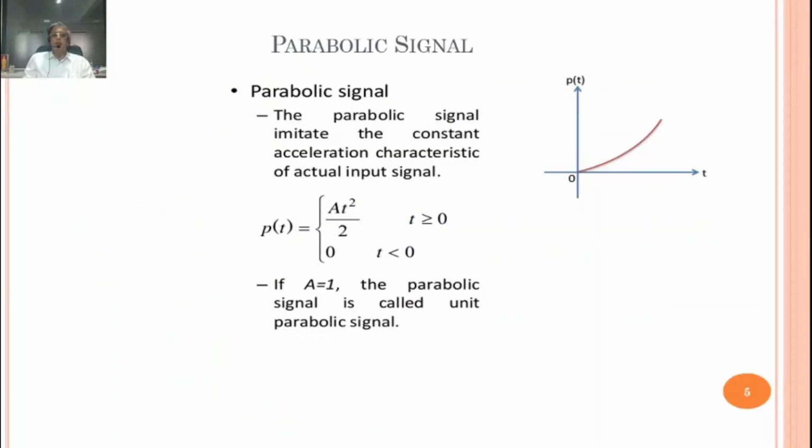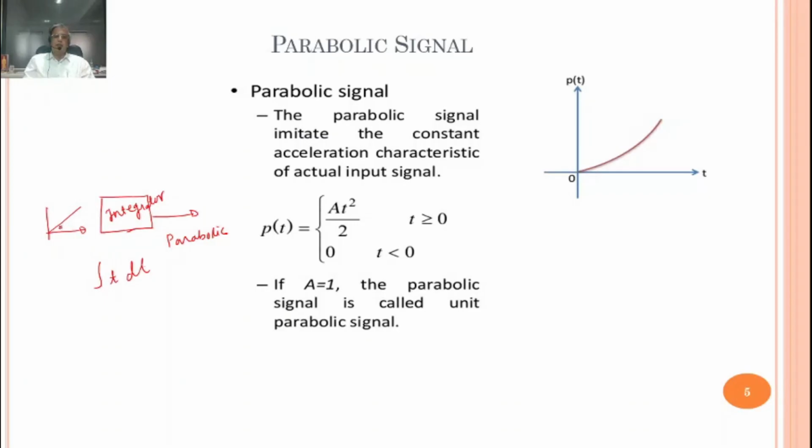The next one is the parabolic signal. Now if we integrate the ramp signal, we are getting another signal, and that signal is called the parabolic signal. Integrate, this is an integrator circuit, and the output here is the parabolic signal. It means the integration of t dt, this is t.